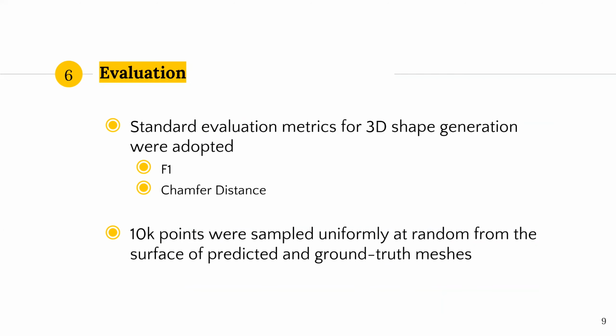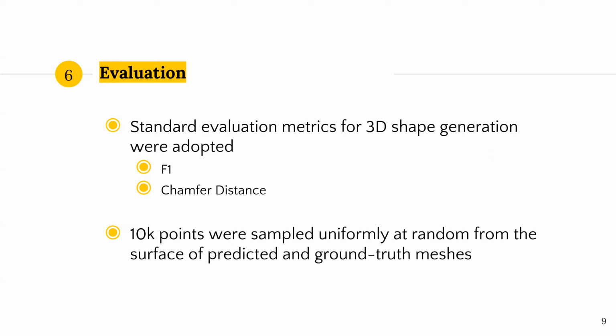Next, evaluations were done on Mesh RCNN++ to measure its performance. The standard evaluation metrics for 3D shape generation in recent work were adopted. Two evaluation metrics were used, namely F1 and chamfer distance. F1 is the harmonic mean of the fraction of predicted points within a certain distance of a ground truth point and the fraction of ground truth points within a certain distance of a predicted point.